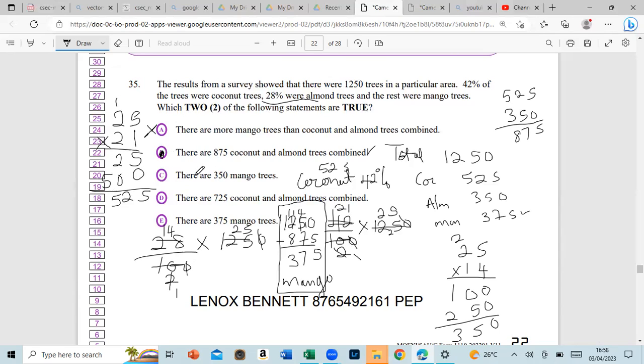There are 350 mango trees. That is not true. We got 375. There are 725 coconut and almond combined. No, we did that. It wasn't that. All right. So it has to be this. There are 375 mangoes. That is correct. So these are correct, these two. Notice it's not just one answer, it's two. All right, so guys, do not just find the first option and then move on. It's both of them. All right.